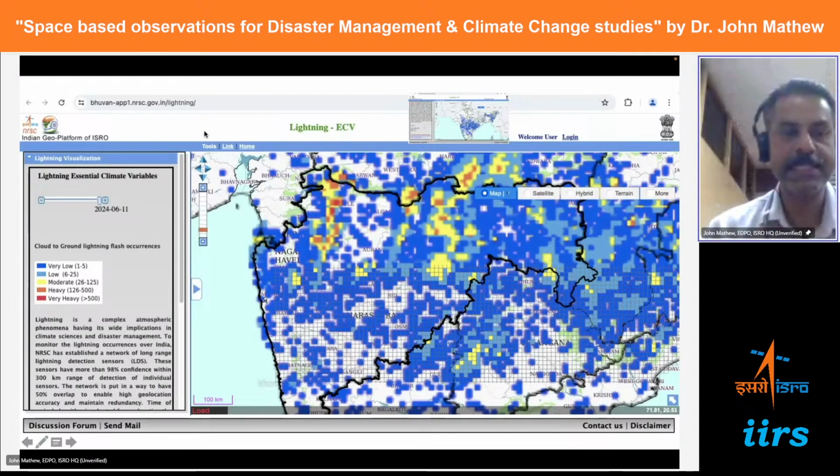So lightning is one of the ECV variables, and you can see that on 11th June the number of cloud to ground lightning flash occurrences that is detected from the ground based lightning detection sensor network established by NRSC. About 46 such lightning detectors are established in the country.